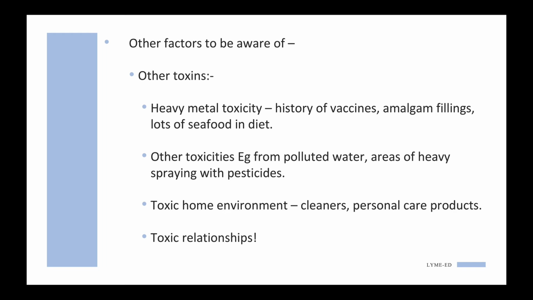Other factors, heavy metal toxicity, that's a big one. History of vaccines, amalgam fillings, they're both sources of mercury, seafood in the diet. A lot of people have elevated lead levels if they're living in an older house that may have lead-based pipes. Other toxicities like polluted water, areas of heavy spraying with pesticides, glyphosate, which is the chemical that's in Roundup and a lot of other herbicides. That stuff is hugely, hugely toxic. And you can actually measure glyphosate levels in your patients now through a urine test. So just having them be aware of things like that.